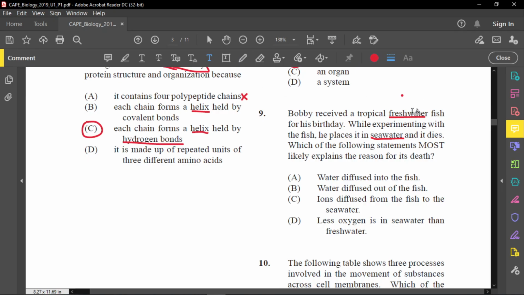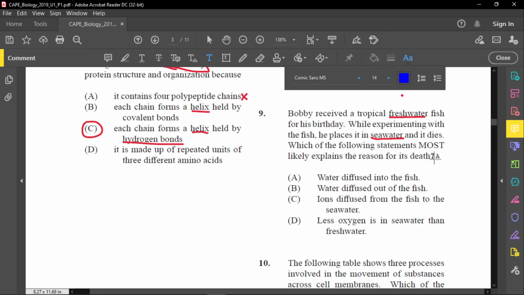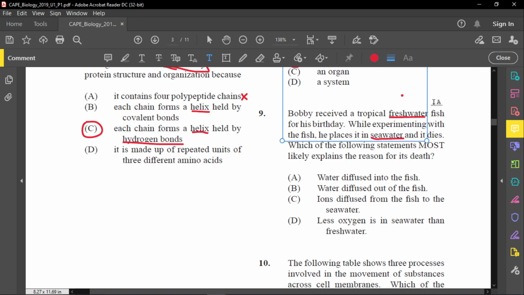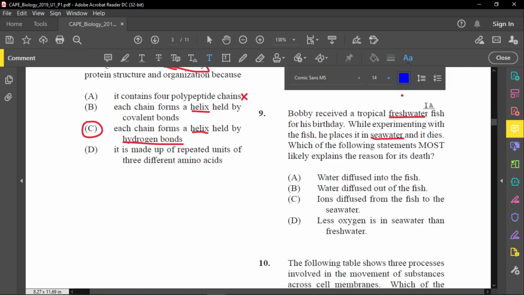The fresh water is isotonic to the fish because it is its natural environment. So let me just quickly put that in. Okay. So the fresh water is isotonic. I want you to see that. It means that the concentration is the same. Okay. Natural environment, isotonic. But the seawater now is going to be hypertonic. Okay. Let's make a note of that.